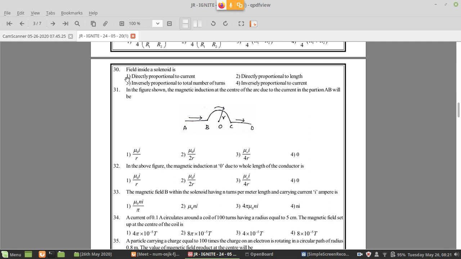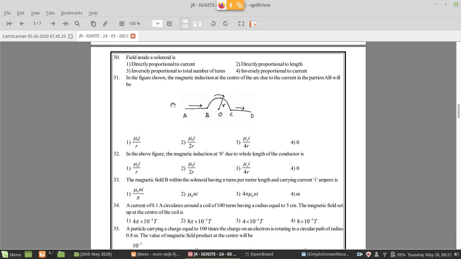So the fourth choice also should be ruled out. So the first choice is the correct one, 30th. So the first choice is 1. The choice 1 is correct. Right. Next question, another diagram is given.